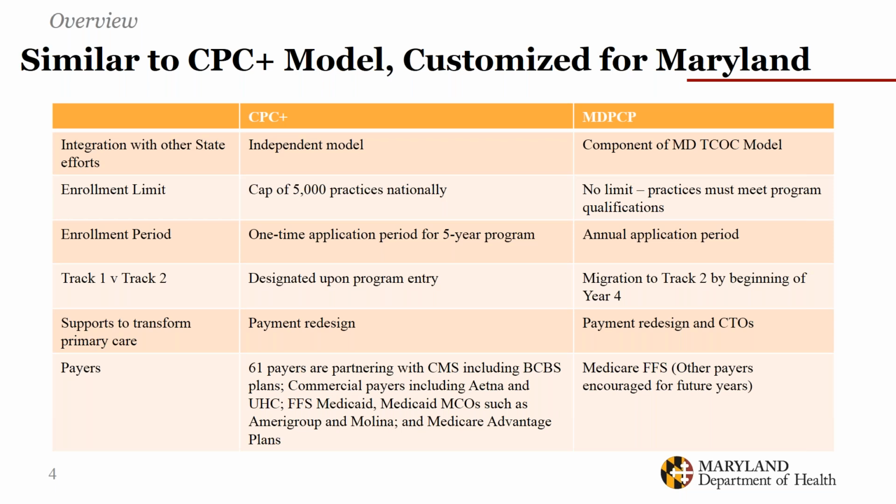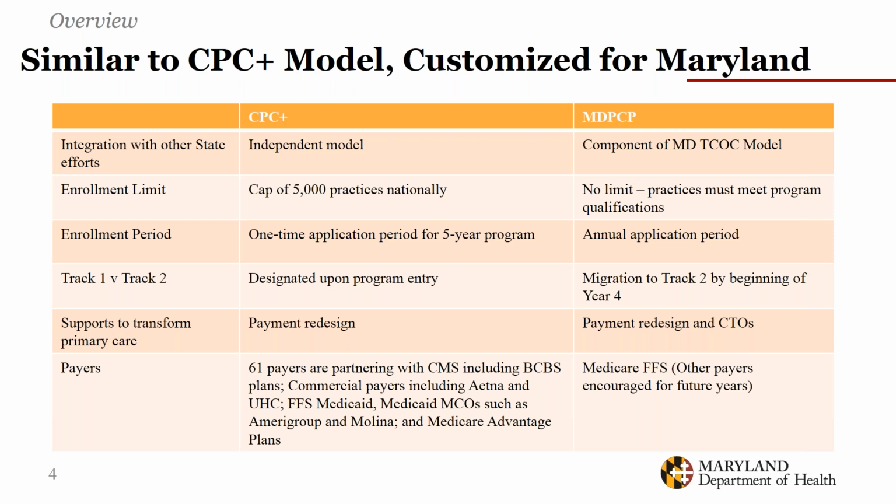The Maryland Primary Care Model was built on the backbone, or the chassis, of our national Comprehensive Primary Care Plus model. But it has several unique elements for Maryland. And on this slide, we'll go through what those unique elements are. The first is the integration with other state efforts. The Comprehensive Primary Care Plus program that's out nationally is an independent model, but as I've just stated, the Maryland Primary Care Program is a component of the overall Maryland total cost of care model and intends to integrate all of the resources in the state in a way surrounding better and improved health care for our citizens.